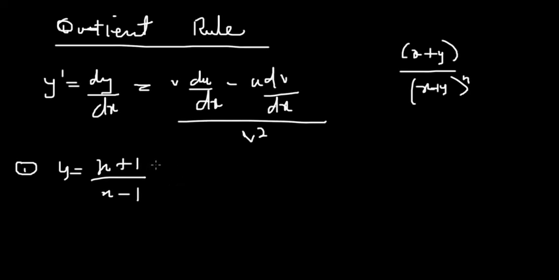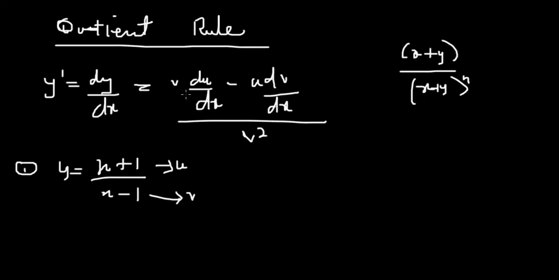Note that, keep this in mind, the denominator is always v, and the numerator is the u. Keep this in mind. The denominator is the v, the numerator is the u. Now from here it's just like the product rule.